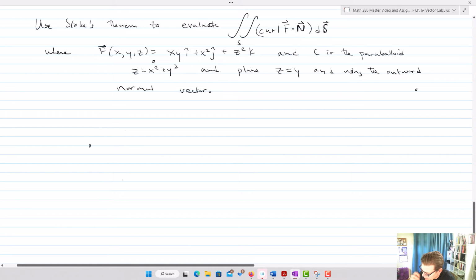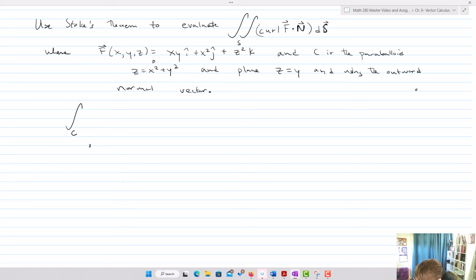Now, using Stokes Theorem, we're going to calculate the line integral around C of F dot dr. The reason is that this will allow us to calculate the line integral around a fairly simple curve, a fairly simple curve, and that's the intersection of the plane z equals y and z equals x squared plus y squared.